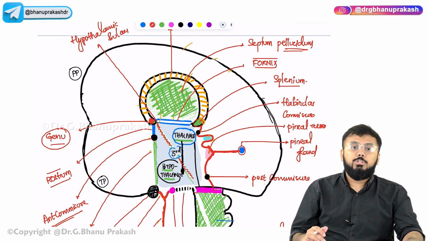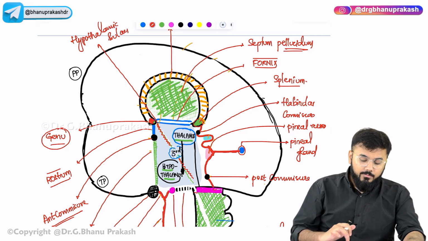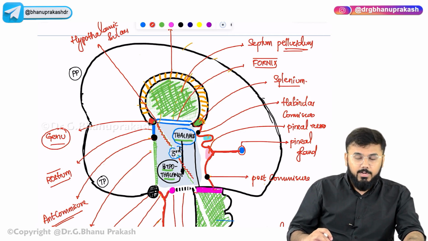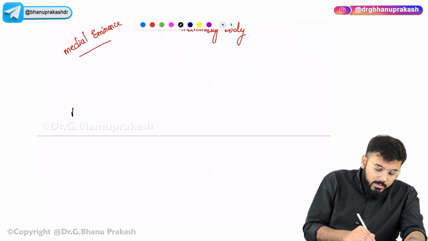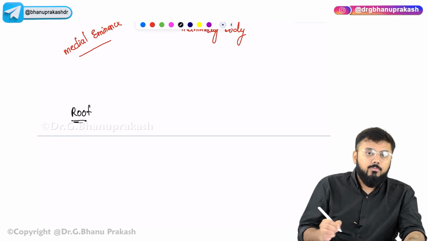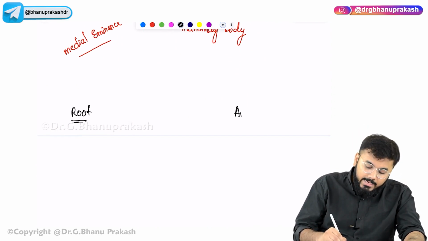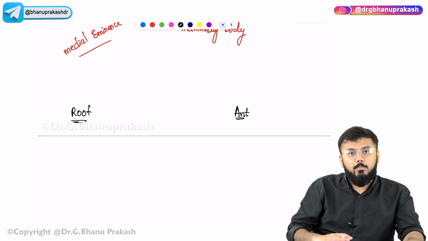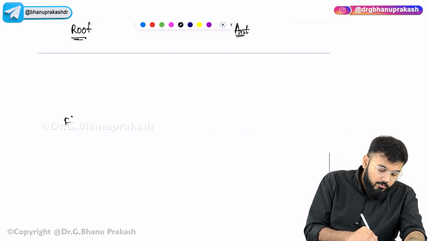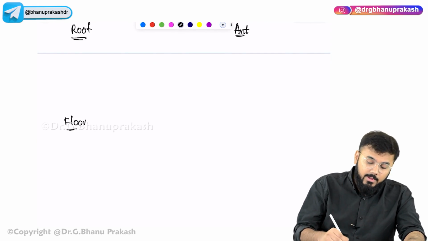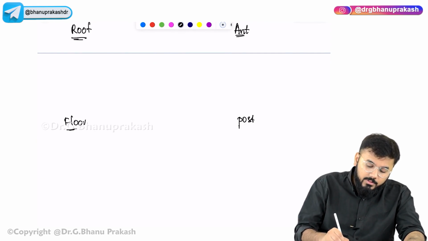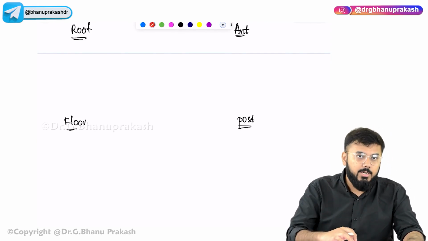Now if I ask you what are the borders of this third ventricle, what will you tell? If I ask what the roof is made up of, what the anterior wall is made up of, what the floor is made up of, and what the posterior wall of the third ventricle is made up of, just look at the picture and answer.